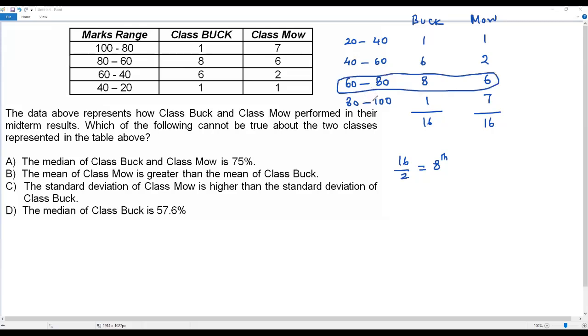That is, the median of Class Mow is also between 60% and 80% of the marks range. So for both Class Buck and Class Mow, the median is between 60% and 80% of the marks range.